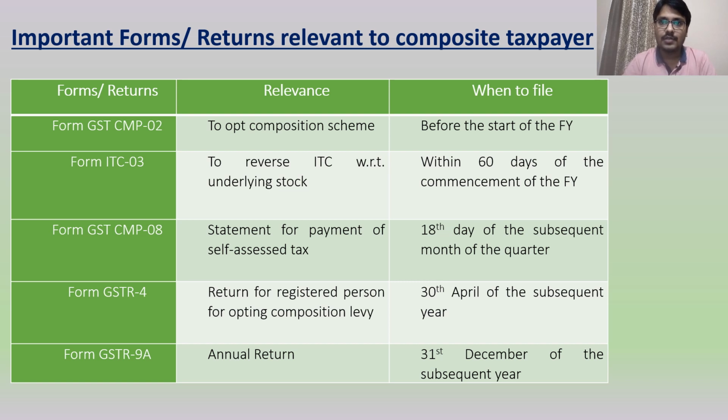Next is form GSTR 4. This is a return for a registered person opting for composition levy which is to be filed annually by 30th April of the subsequent year. Last is Form GSTR 9A, which is the annual return and has to be filed by 31st December of the subsequent year.